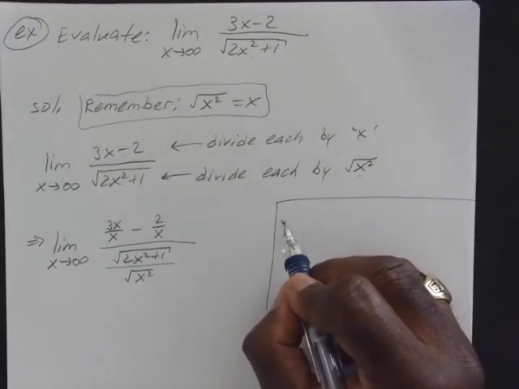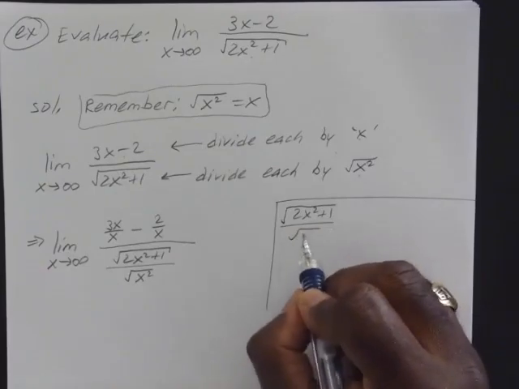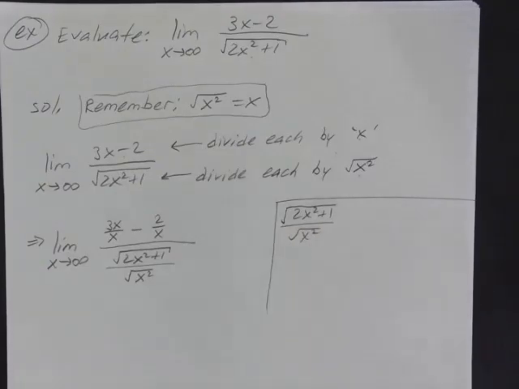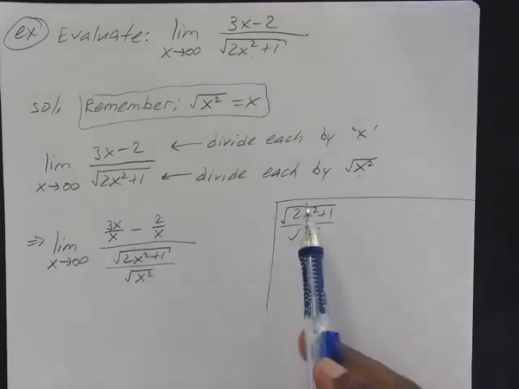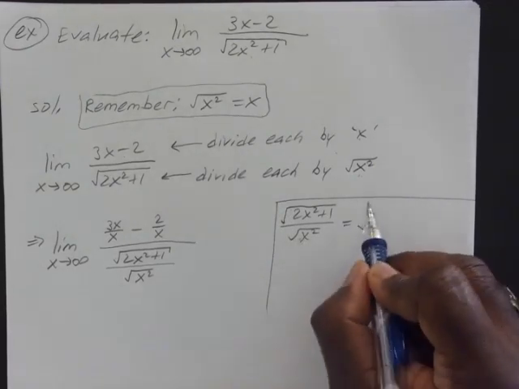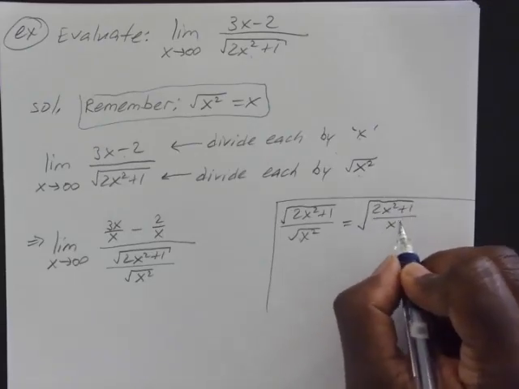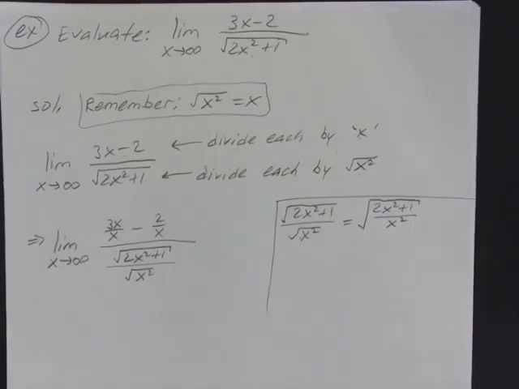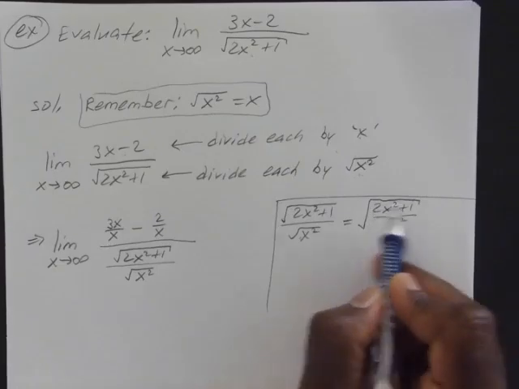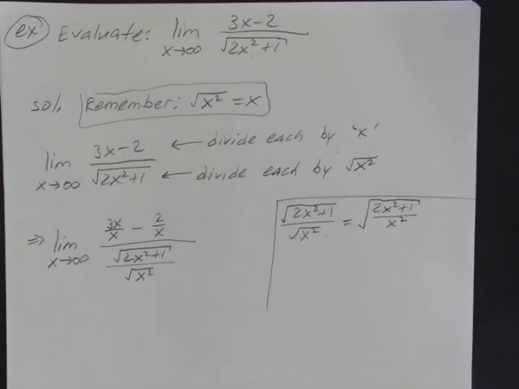So if we have the square root of 2x squared plus 1 divided by the square root of x squared, we know if we have a square root or any nth root divided by the same index nth root, we can just put them both under the same quotient. So it's 2x squared plus 1 divided by x squared. We've been doing that all along, but we've mostly been doing it in reverse, taking one big square root fraction and separating it into two square roots. But this time we're doing it the other way.